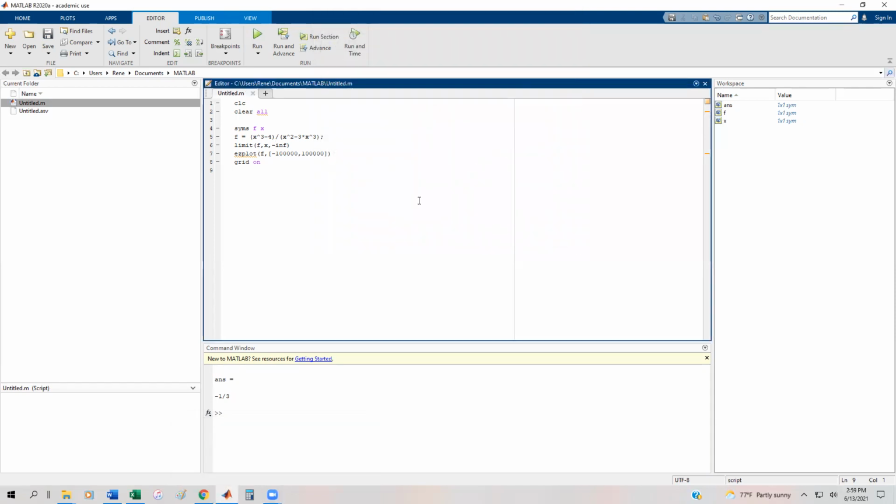All right. So pretty cool that now we can use MATLAB to evaluate limits. All right. Both left and right-handed limits, limits that exist at a specific point, infinite limits as well.